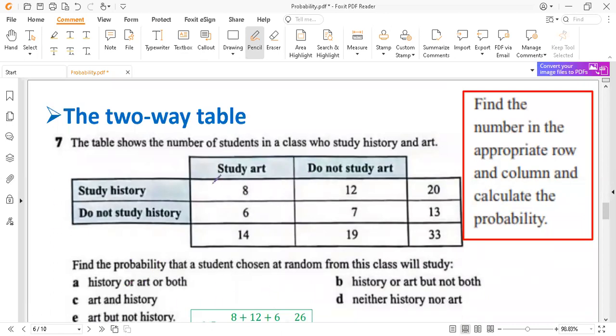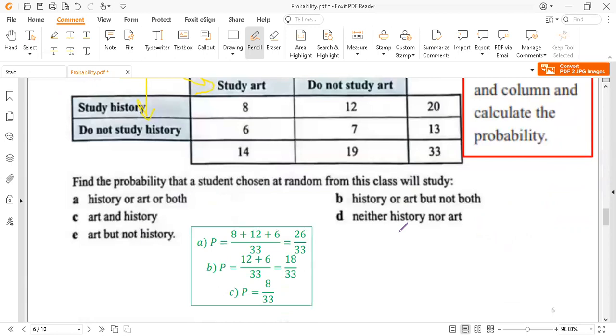This way of representing results from a given experiment is known as the two-way table. We are here interested in the study of history and the study of art or not. In the row, we have the criterion of studying art, and in the column, studying history or not. In this type of representation, we should find the number in the appropriate row and column and calculate the probability based on the convenient one.